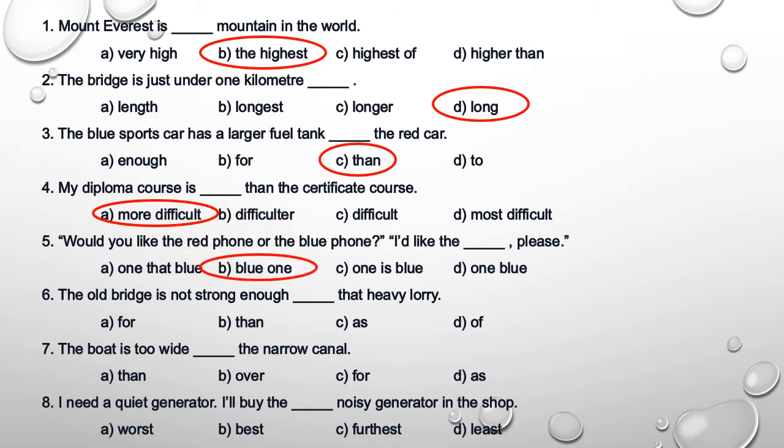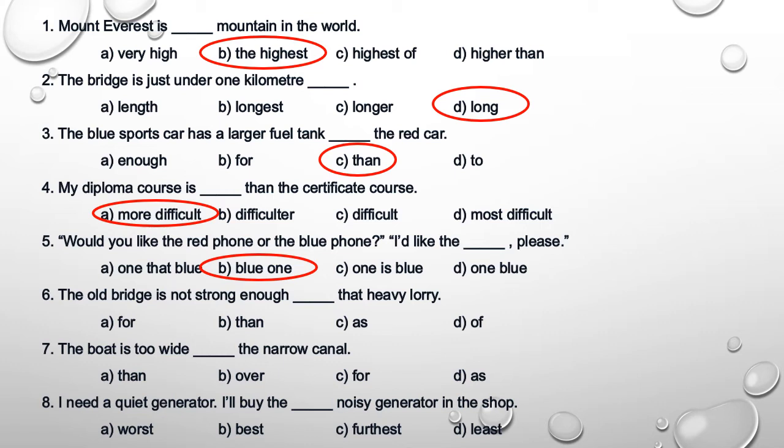You can't say one than that blue. You can't say one is blue. You can't say one blue. So I'd like the blue one. If you put blue one in the gap, in the space here, the sentence makes sense. I'd like the blue one.